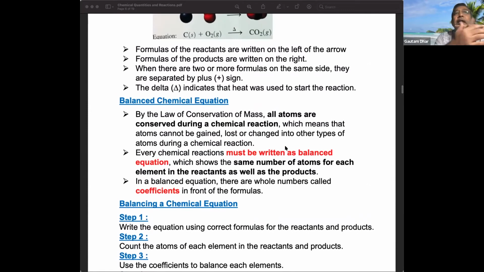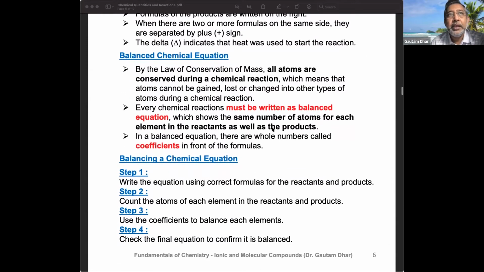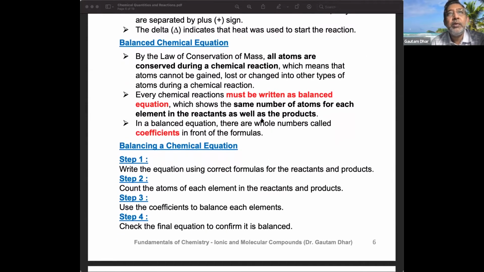So balancing an equation is basically keeping to the law of conservation of matter, that all atoms are conserved during chemical reactions. So there should not be any gain or loss. Every chemical reaction must be written as balanced, which shows the same number of atoms on both sides of the reactant and the product.